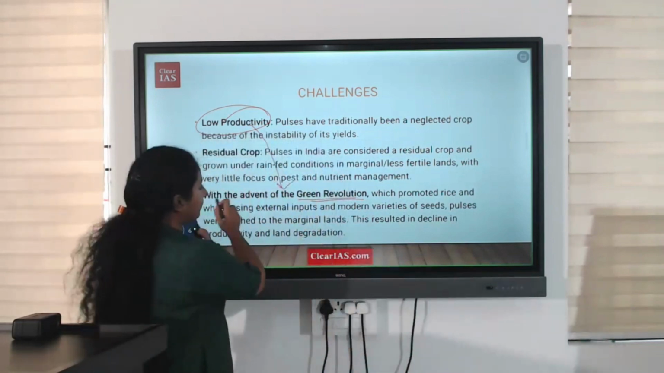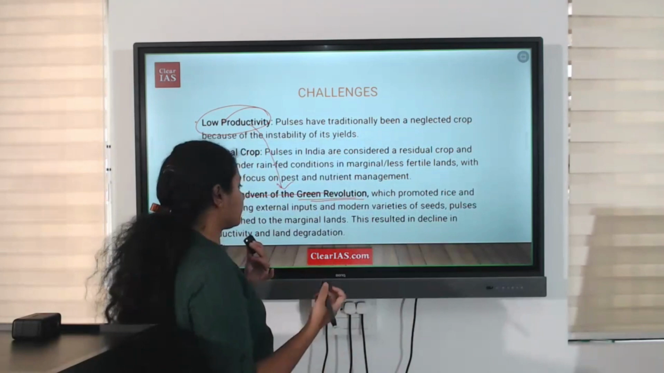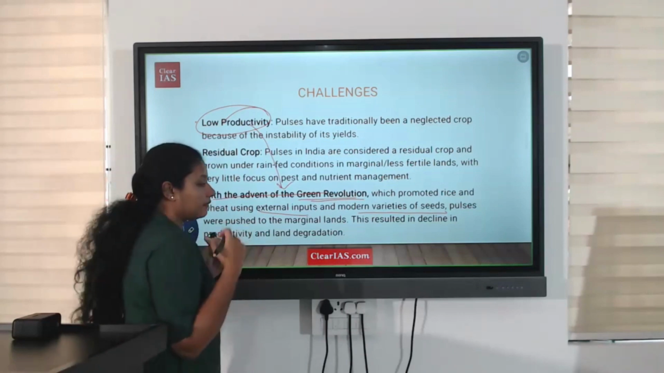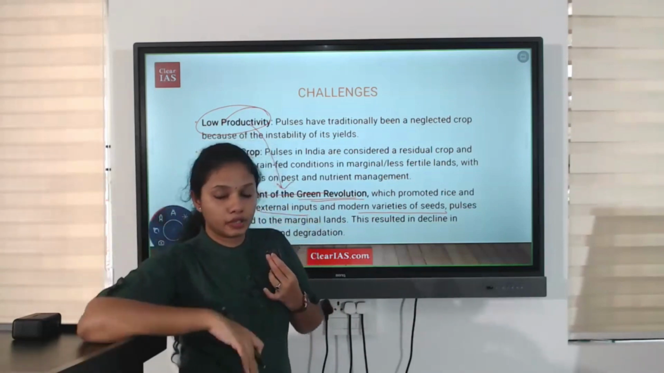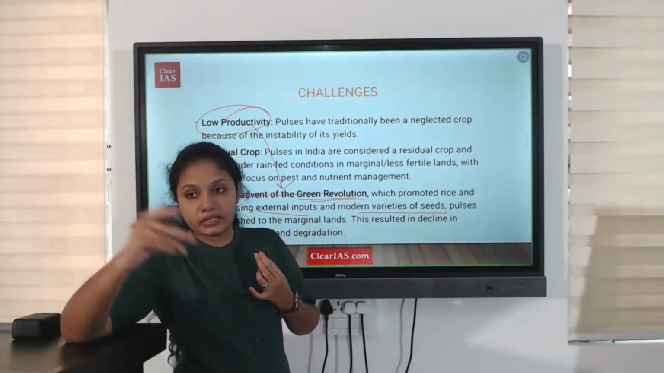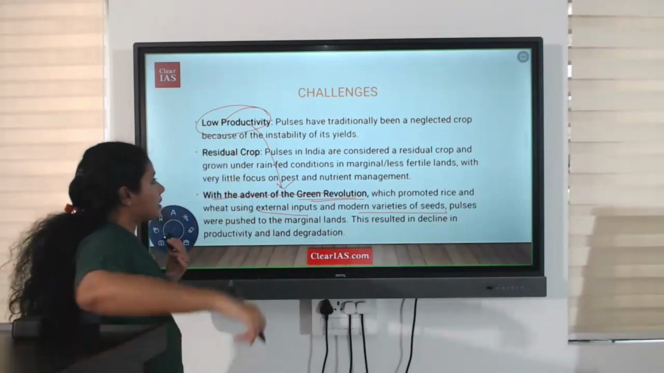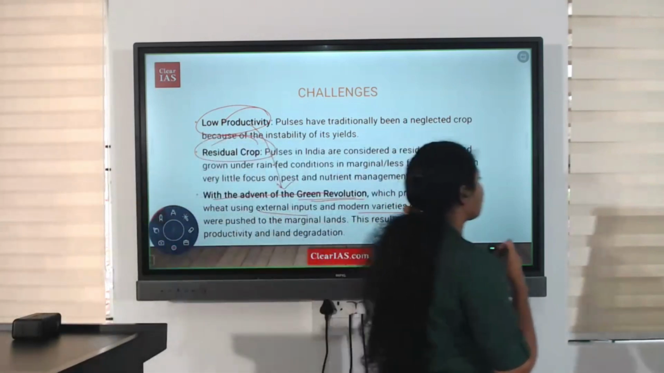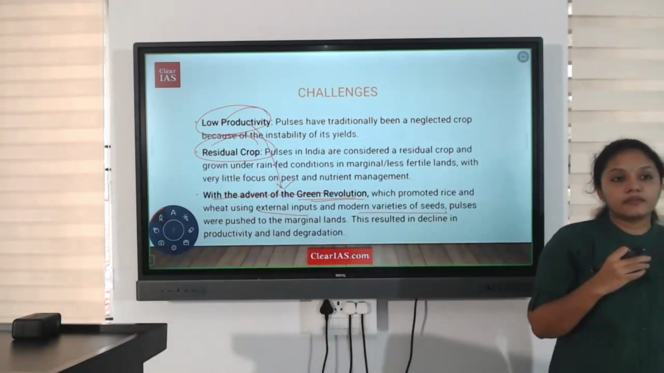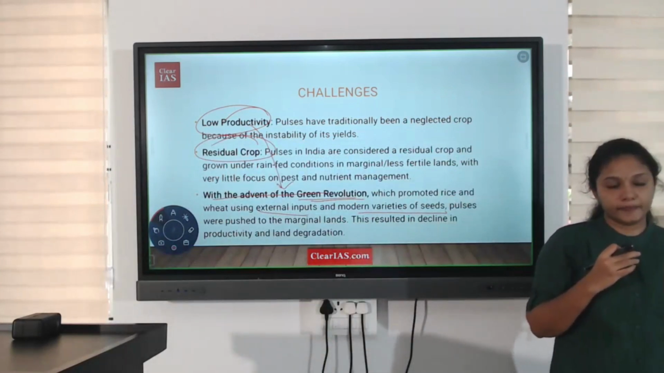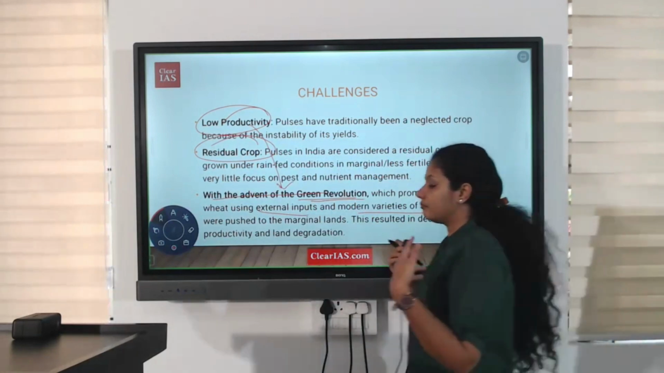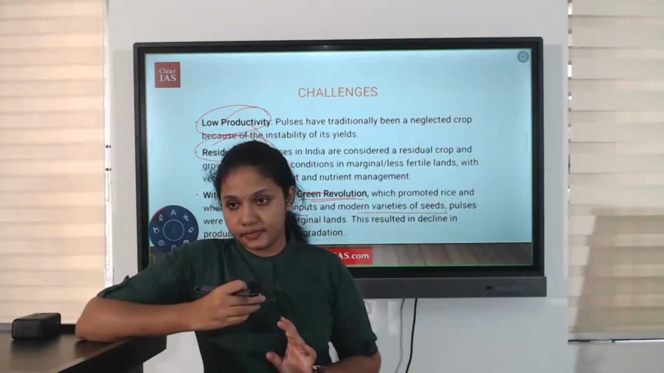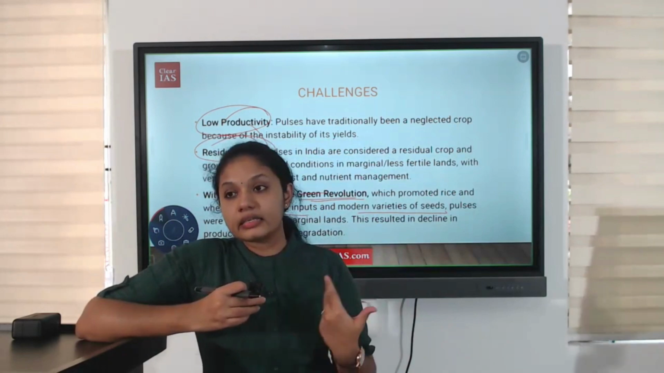Okay, so with the advent of Green Revolution, rice and wheat with external input and modern variety of seeds are produced. And even in the areas where earlier pulses were cultivated, rice and wheat started growing. Next one is residual crop. Okay, it is mostly considered as a filler crop. So if rice or wheat is cultivated and we have time, then we cultivate pulse. Okay, so it is mostly considered as a residual crop.